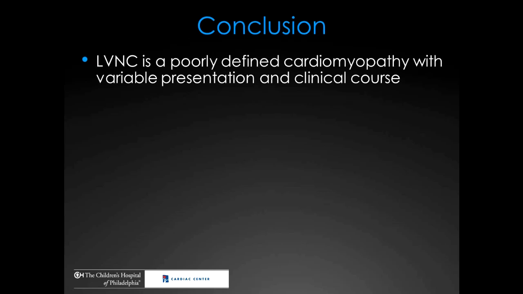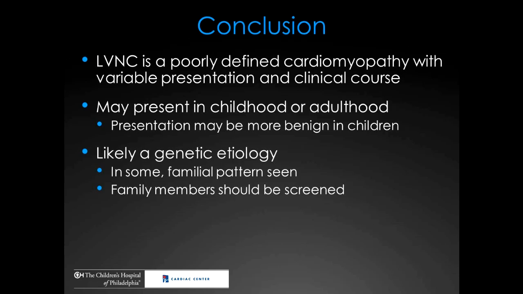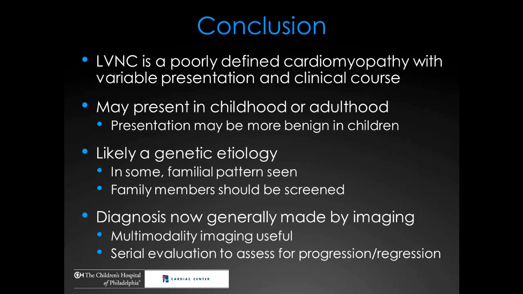So in conclusion, left ventricular noncompaction is a poorly defined cardiomyopathy with quite variable presentation and clinical course, as you have seen from this discussion. It may present in infancy, in early childhood, or in adulthood, and we know that the presentation is typically more benign in children than it is in adults, unless the children have congenital heart disease. It likely has a genetic etiology. In some, there is a familial pattern that has been seen, and so family members should always be screened if you have identified a patient with left ventricular noncompaction cardiomyopathy.